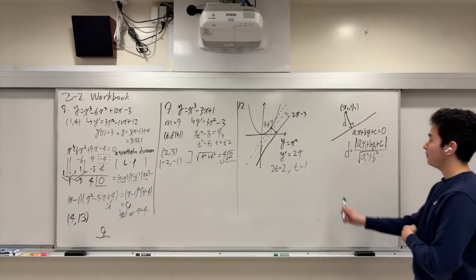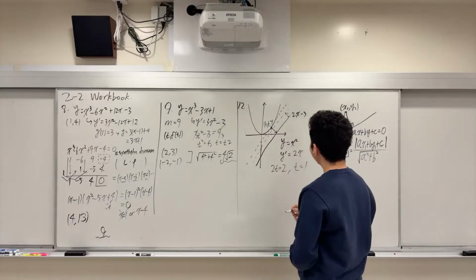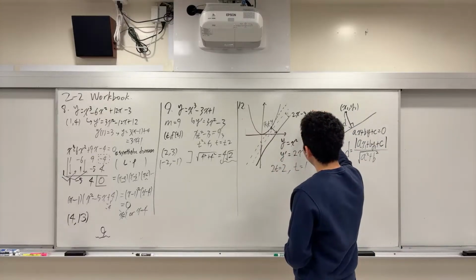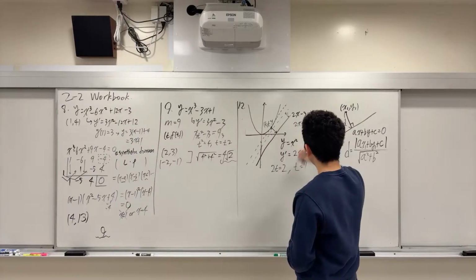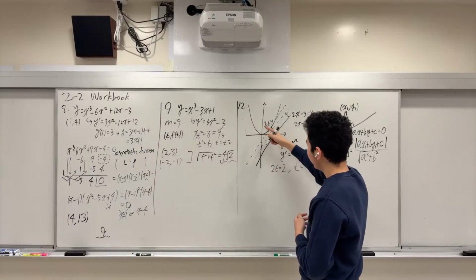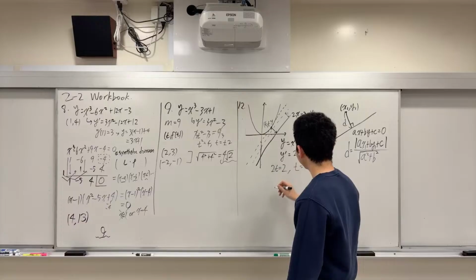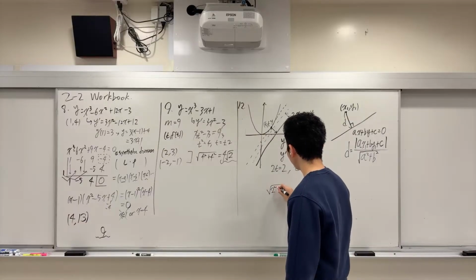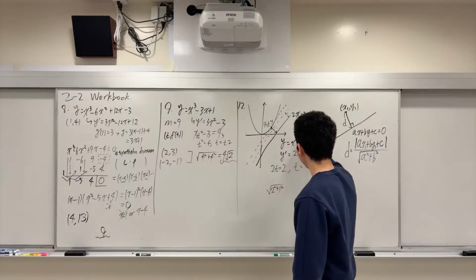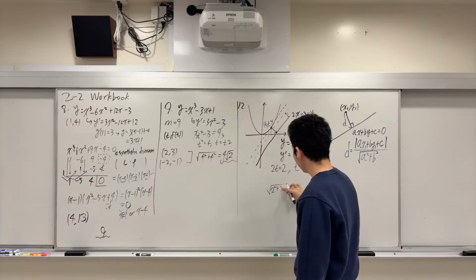Okay, so now let's apply that to this line. This is equal to y, and if we put it in standard form, 2x minus y minus 3 equals 0. So we need to find the distance between (1, 1) and this line. So we're going to go square root of 2 squared plus 1 squared. Well, that's negative 1 squared, technically.